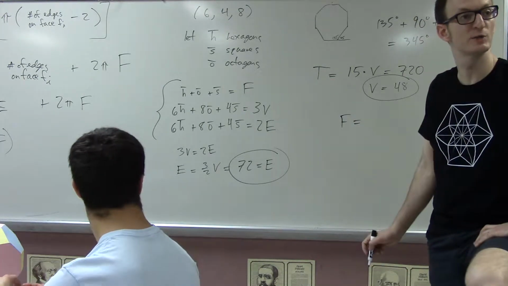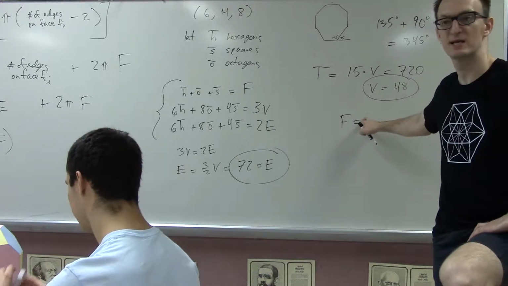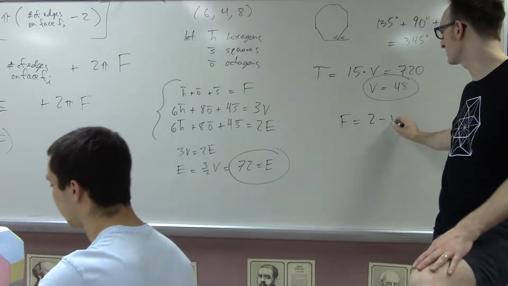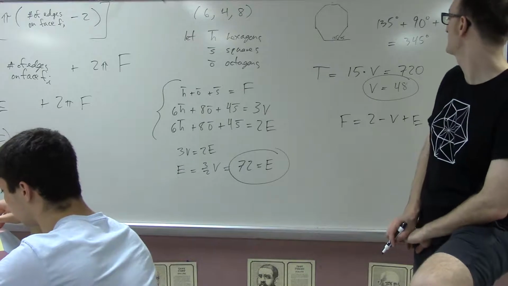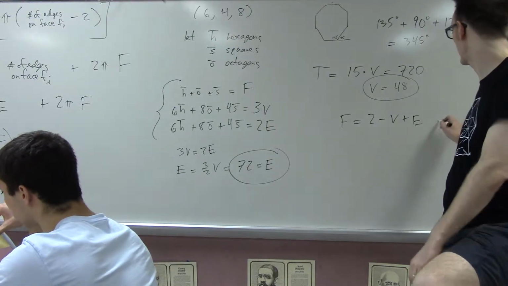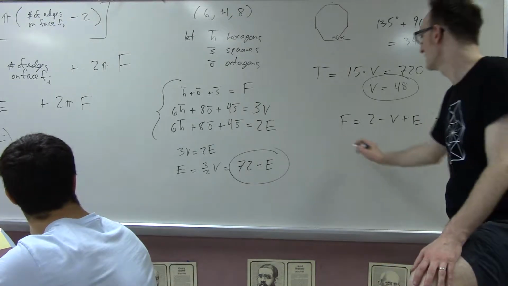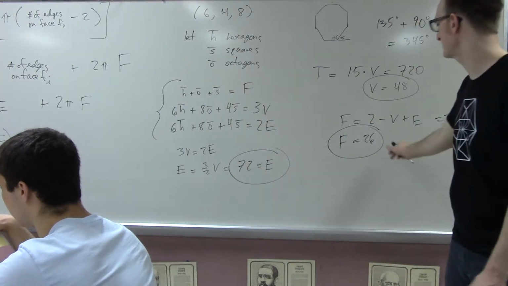Probably just use Euler's, right? The number of faces is 2 minus the number of vertices plus the number of edges. If I did that right, I think I did. 74 minus 48 is 26. So there are 26 faces. That's amazing, and we can count them to make sure that's true.